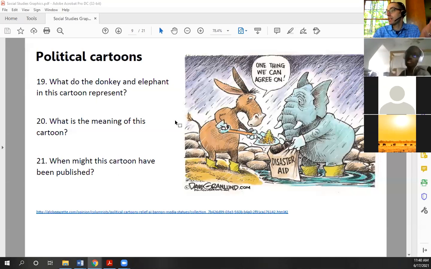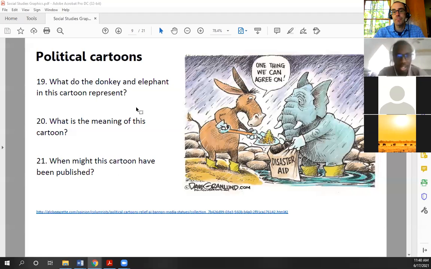Okay. So we see a donkey, Democrat, elephant, Republican, filling a sandbag. It says disaster aid. It's raining. There's a pool of water. They're standing in front of other sandbags. And the donkey says, one thing we can agree on. Okay. So what is number 20? What is the meaning of this cartoon?